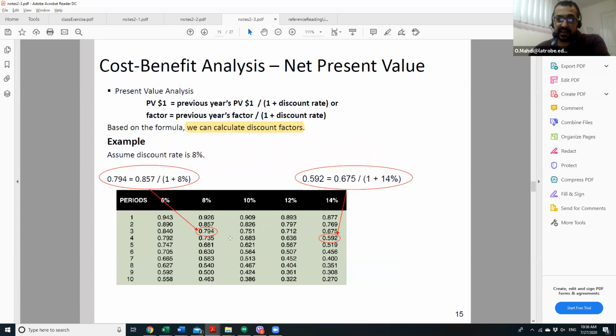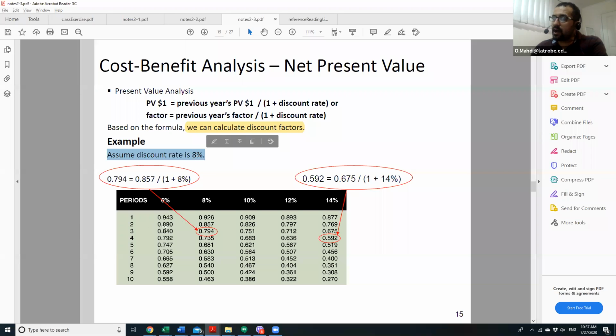Let's take a practical example about that. PV stands for present value. So the present value of $1, where can we find it from? We can find it from the previous year's present value, divided by 1 plus the discount rate, or sometimes we call it the interest rate. So, example: assume a discount rate of 8% here.